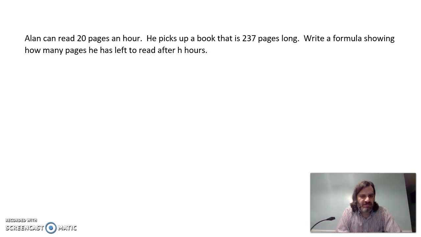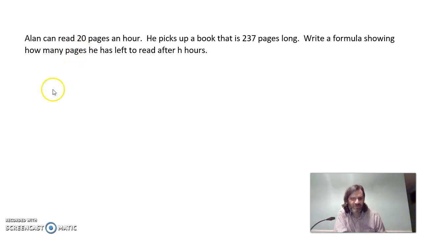Hey, we have a linear function here. It says Alan can read 20 pages per hour. He picks up a book that is 237 pages long. Write a formula showing how many pages he has left to read after each hour.